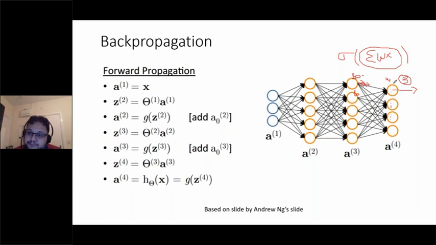For example, if this weight is very high, it means that this has contributed a lot to the error. Yes or no? Because this is multiplied by a high weight, so this has contributed a lot to the error. Which means this is more responsible for the error than this neuron. So it's relative. Exactly, it's relative. Because we are multiplying W by X, the higher the W, the more it has contributed to the error.